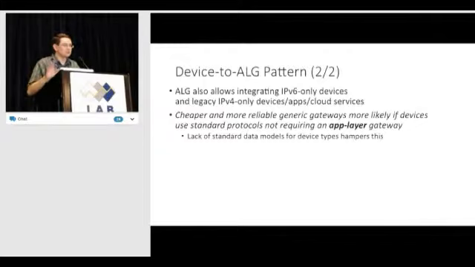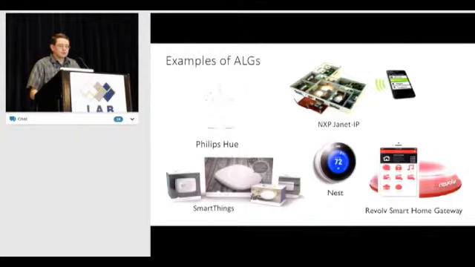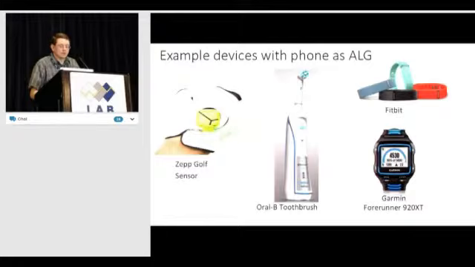So here's an example of some things on the market that are sold as the ALGs in this picture. And here's an example of some things that are sold as smart objects that use an app on a smartphone as the ALG. So the point is that all of these models are actually widely used in various markets today. And here we pick most of our examples from consumer markets, but the same thing happens in other cases.